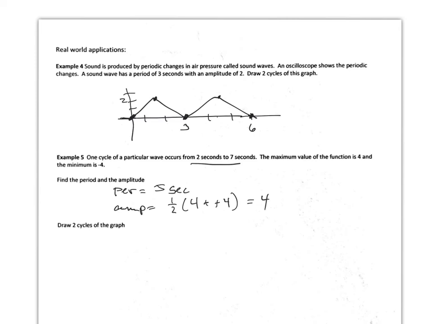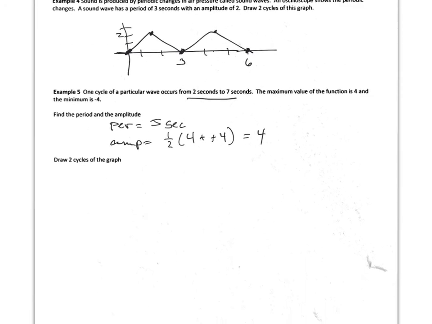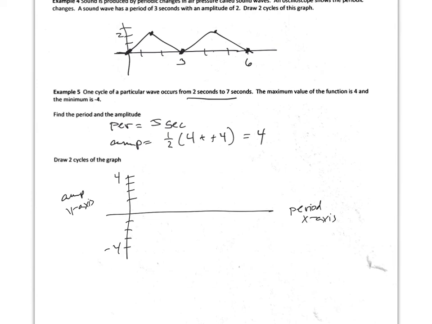So they're asking us to draw 2 cycles of this graph. Well, I don't know if it starts high or starts low. I don't know anything about this, neither do you. I know that it has a maximum at 4 and a minimum at -4. The idea is that you start to see where the amplitude is your y-axis and your period is the x-axis. All right, so that's the relationship between all these graphs.